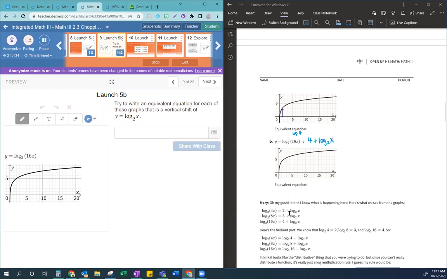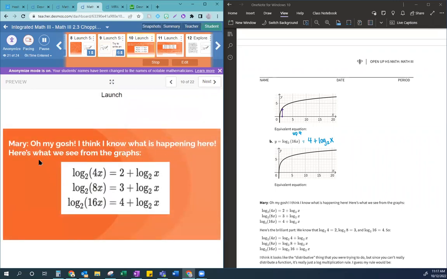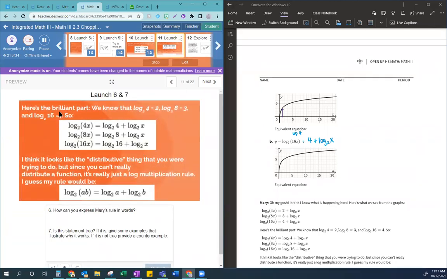And then we check it with our calculator, but we're not even going to go there. Okay, let's move on. Here's what we see from the graph. Log base 2 of 4x equals 2 plus log base 2 of x. Log base 2 of 8x is 3 plus log base 2 of x. And log base 2 of 16x is equal to 4 plus log base 2 of x. Very good. Then it says, here's the brilliant part. We know that log base 2 of 4 is 2, log base 2 of 8 is 3, and log base 2 of 16 is 4. So here's how they're rewriting it.